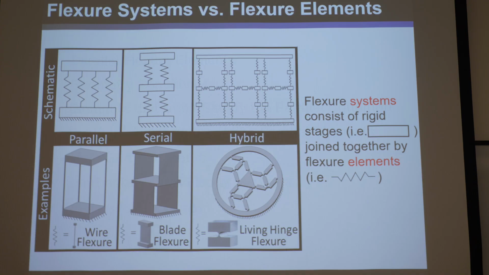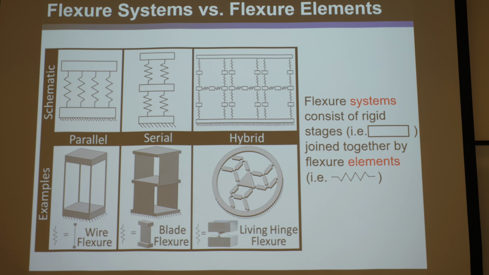Well, you might recall from previous lectures that flexure systems, as defined by Stuart Smith, consist of rigid bodies that are connected together by flexible elements that guide them to achieve some prescribed motion or degrees of freedom or some kind of performance, right? And so to be a system, you need to consist of rigid bodies, which in my schematic I show as just big rectangles. And they need to be joined together by flexure elements, which in this schematic are shown as this classic symbol for a spring.